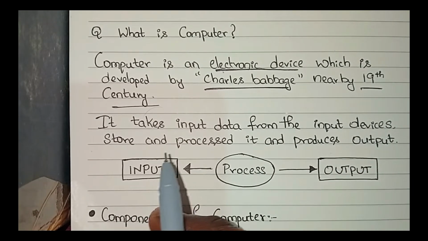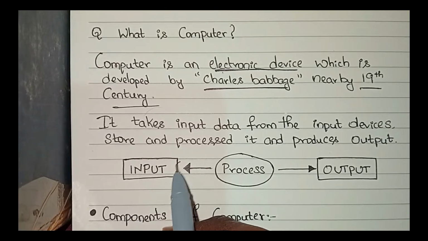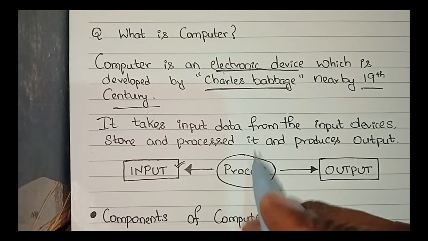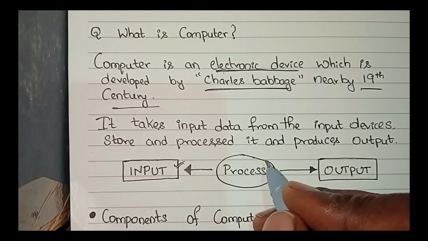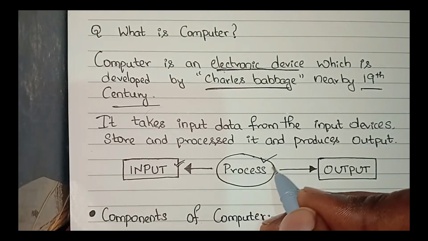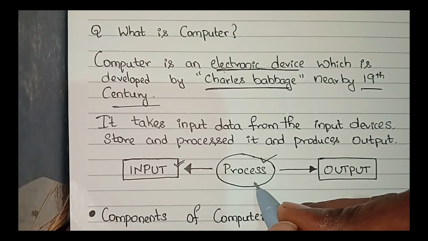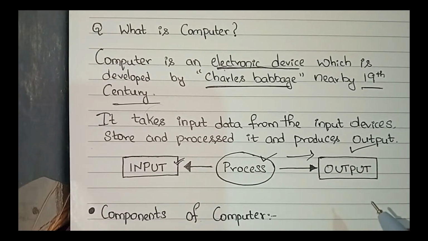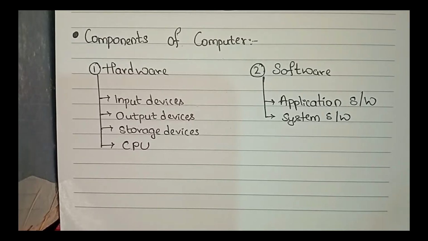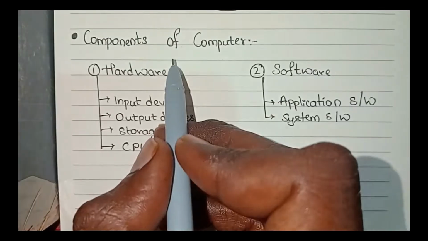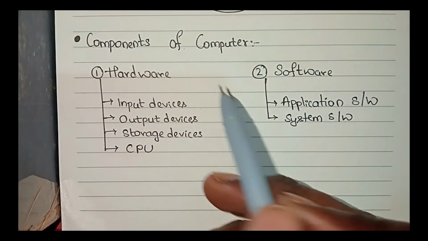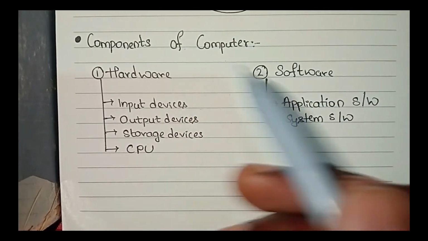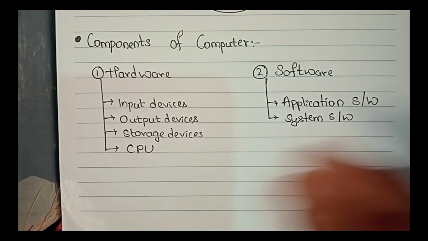So actually what happens is the computer takes some input given by the user, then processes it according to the instructions given by the user, and finally it gives the output of the particular thing. Now coming to the components of a computer, there are two types of parts in which it is divided.